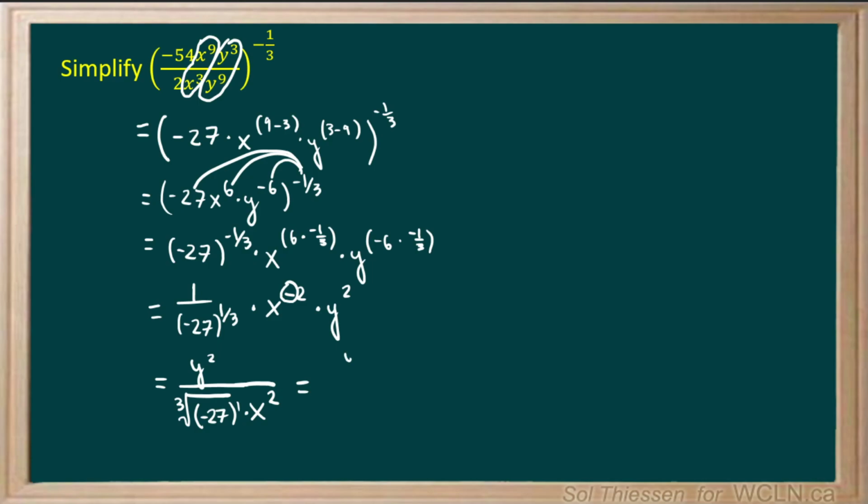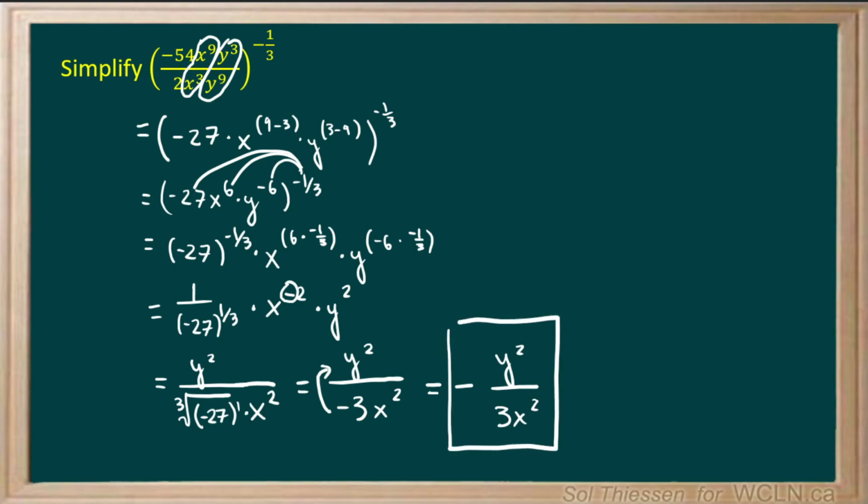Now we can simplify this a little further. We'll have y squared over the cube root of negative 27, which is negative 3, times x squared. And then by convention, typically the negative sign is placed in the numerator or in front of the fraction, so we will just rewrite our expression like so. So this is the final answer for this problem.